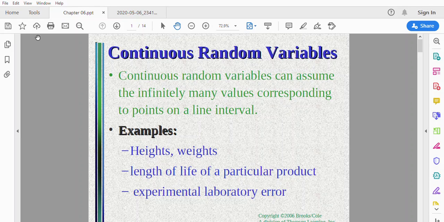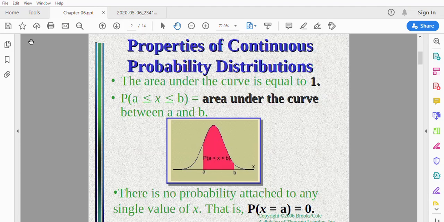So to find the normal distribution, we will be using the continuous random variable, which we cannot count, and we will be using the point form. For example, heights, weights, length of life, and also error, which have many point forms. So the property of this normal distribution is that the area under the curve will be equal to 1.